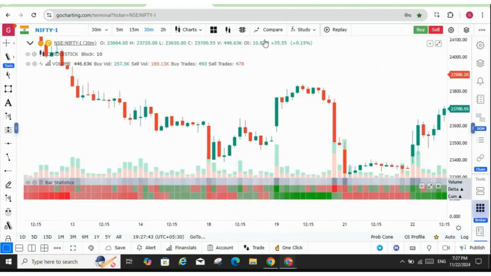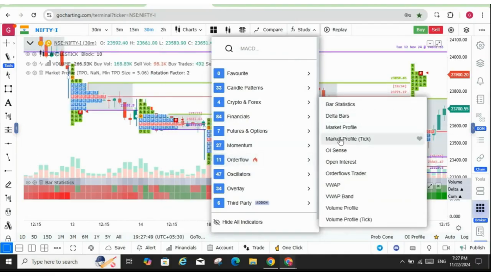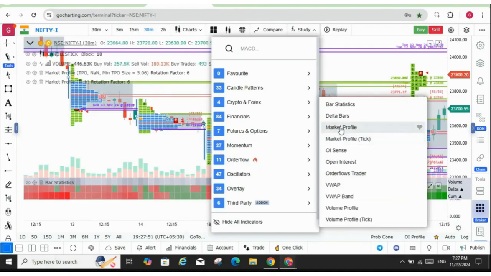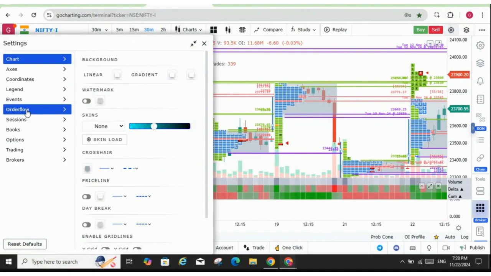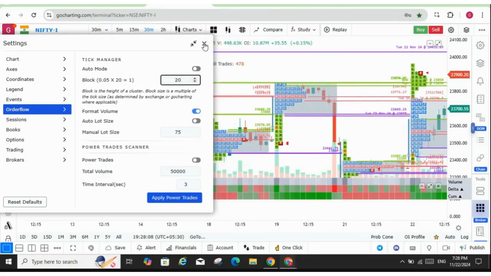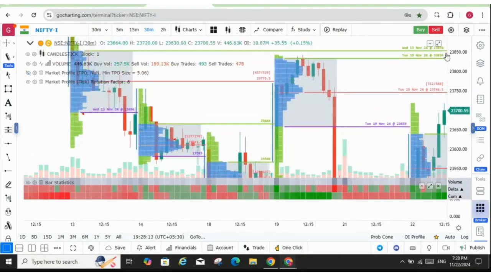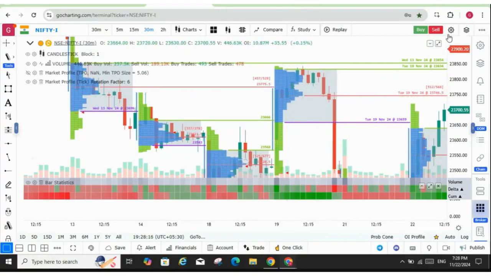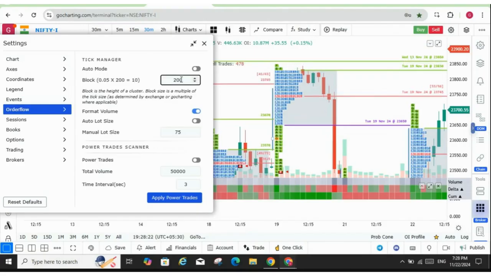So let me delete this, and then we have other indicators. We have market profile, and we have market profile tick. So what is the difference between them? Market profile tick uses the tick volume data. If you are using the tick version, you can go to the settings, order flow, and if you change the order flow block size, you see it will become very granular. Let me first hide this one. See, now you can't even see that. Now you are able to see the granularity. So you can adjust the block size from here.